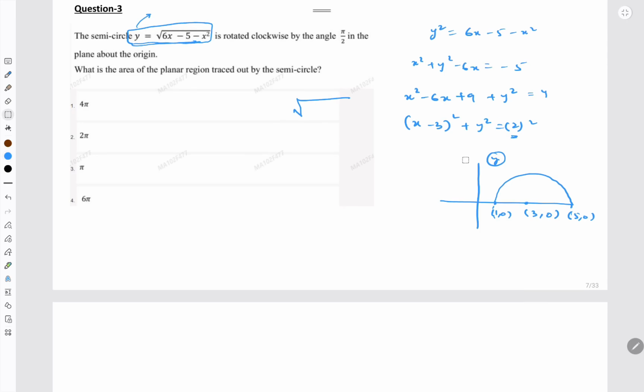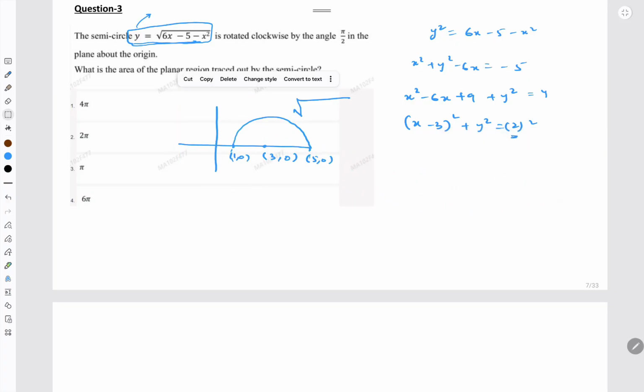So if I copy paste this region, because I'll not have space here, and it is saying we are rotating this semicircle by an angle pi by 2 in the plane. We are not rotating outside of the plane, we are rotating in the plane only. But we are rotating about origin and by an angle pi by 2 in the clockwise direction. So we are rotating the semicircle like this. After pi by 2 angle, my semicircle will look like this. And this point will be (0, 3), it is (0, 1), and it is (0, 5).